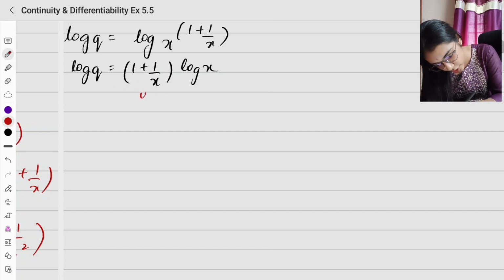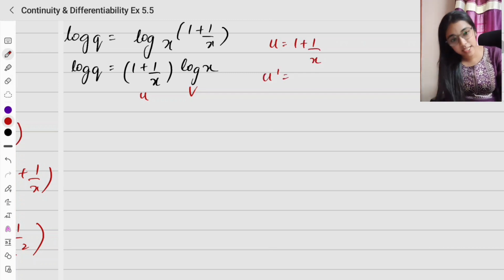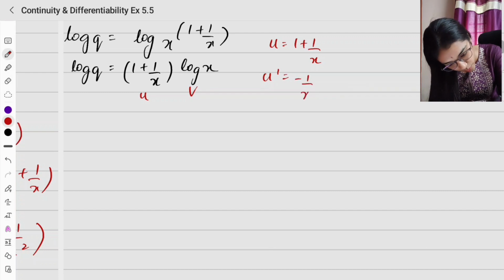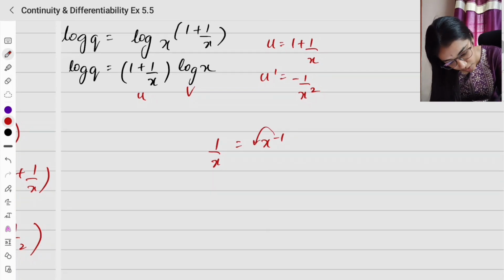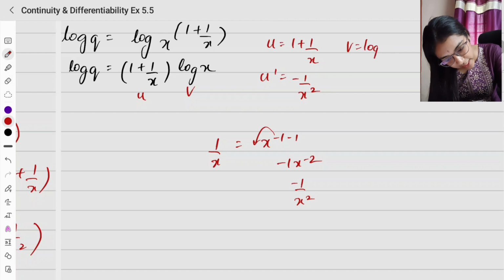So again this is going to be my u, this is going to be my v. So u is 1 plus 1 by x. U dash is going to be the derivative of 1, which is 0, plus the derivative of 1 by x, which is minus 1 divided by x square. We saw this in the previous question. You can rewrite 1 by x as x to the power minus 1. The power comes down and the power gets reduced by 1. So I'll have minus 1 times x to the power minus 2, which is minus 1 divided by x square. Okay. Now what is my v? V is log x.